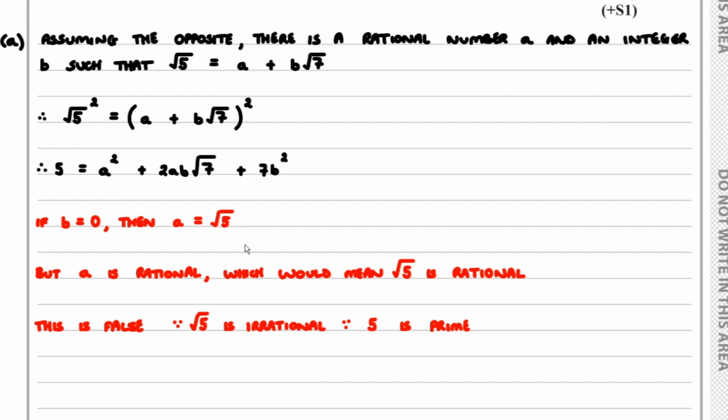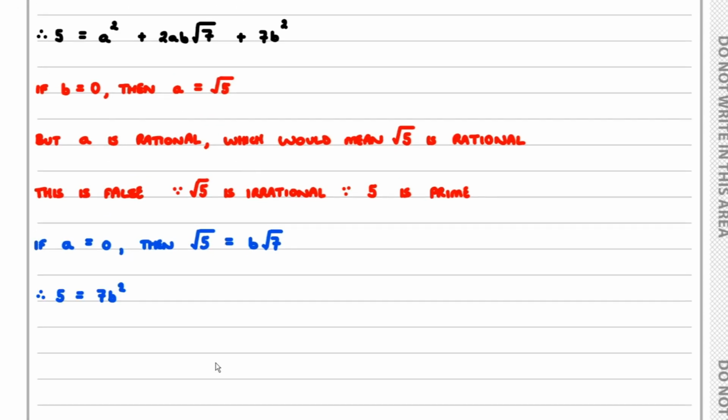Let's now look at the next case when a is equal to 0. If I set a equal to 0, you can see that we would have root 5 equal to b root 7. We would have 5 equals 7b squared, so b squared is 5 over 7.